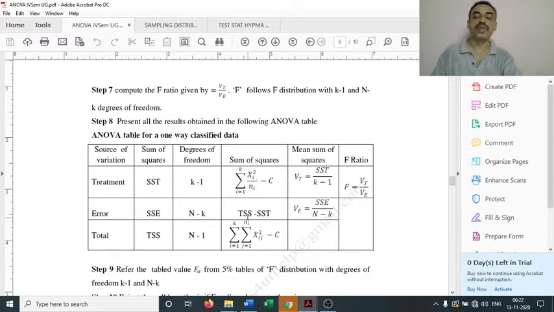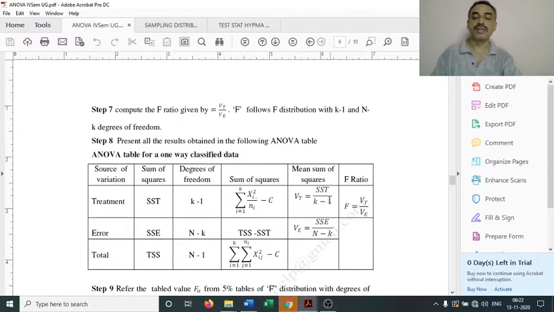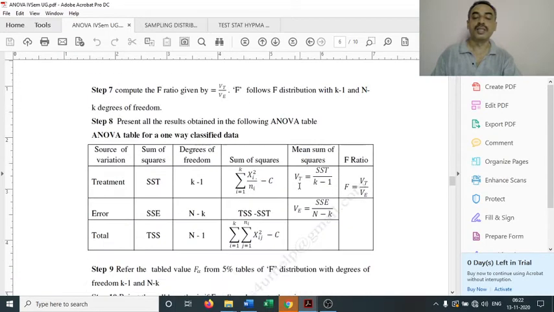Next is the computation of the mean sum of squares and also the F ratio. The mean sum of squares, as we discussed here, is the ratio of the sum of squares to its degrees of freedom. So the mean sum of squares due to treatments will be Vt is equal to SST by k minus 1, and the mean sum of squares due to errors will be Ve, that is SSE by n minus k. So next is the F ratio. We take Vt in the numerator and Ve in the denominator. So it is Vt by Ve, and as in the principle of this ANOVA, we found that this is a chi-square random variable following k minus 1 degrees of freedom.